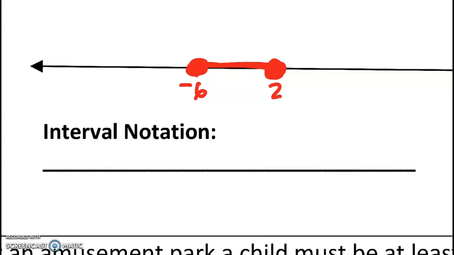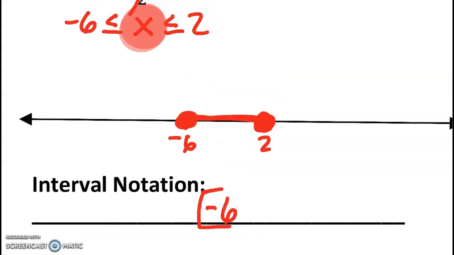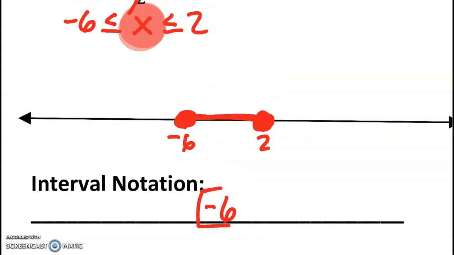Is -6 a parenthesis or a bracket? Bracket. It is a straight line equal sign. It's got a closed dot. Is the 2 a parenthesis or a bracket? Why do I not get infinities? Because they gave me both of the numbers. The arrows did not point in different directions.